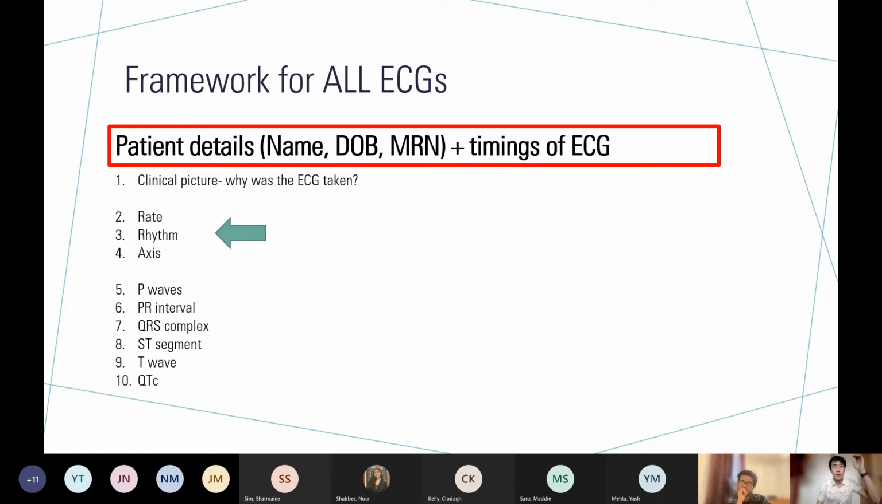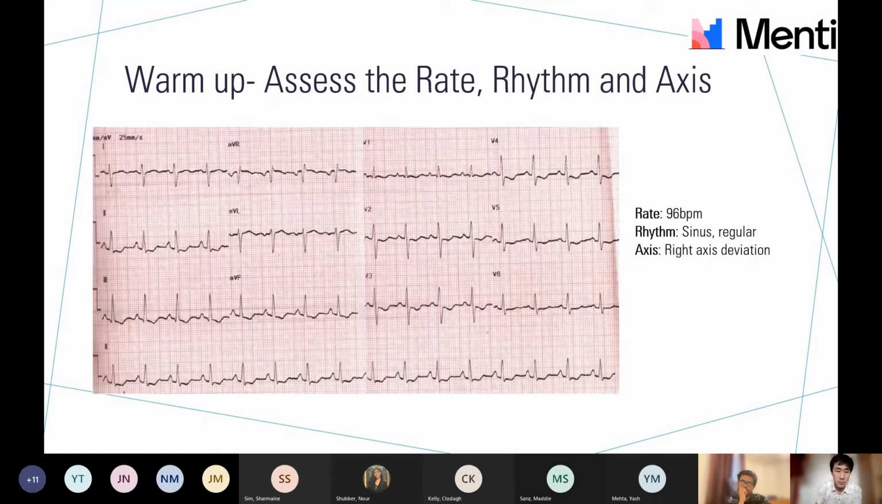But then from that, rate, rhythm, axis, which I'm sure you're used to doing, and then we're going to go from basically the start of the ECG trace to the end of it systematically, and just comment on those. So let's start with rate, rhythm, and axis, which I think a lot of you said you were happy with before. So let's do this as a warm-up question. Just put all of them in one answer. And if you're all rocking this, then I'll just speed through.